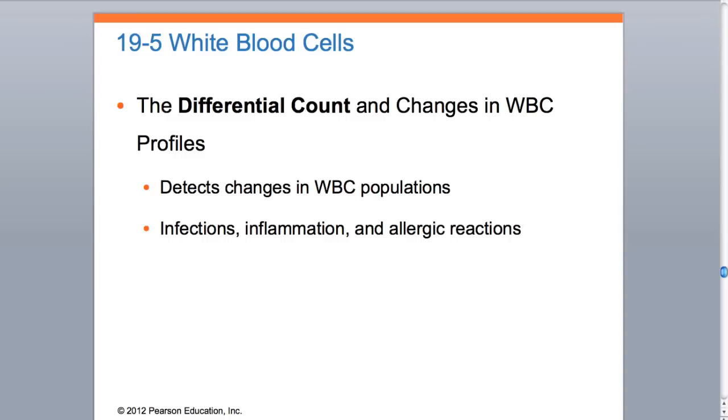So if we have neutrophils going up, we know that we have an infection to fight off somewhere in the body. If we have basophils going up, then we know it's not an infection, but rather an allergic reaction. And if we have inflammation, it might be eosinophil because we have some kind of parasitic infection somewhere in our body. So a differential count gives us that type of information.